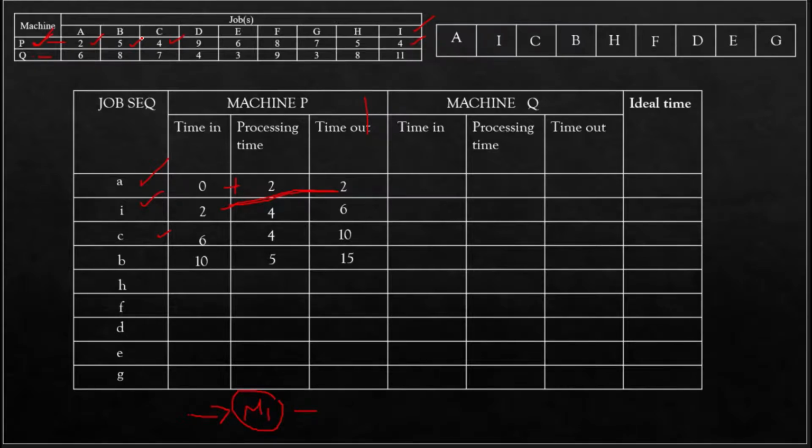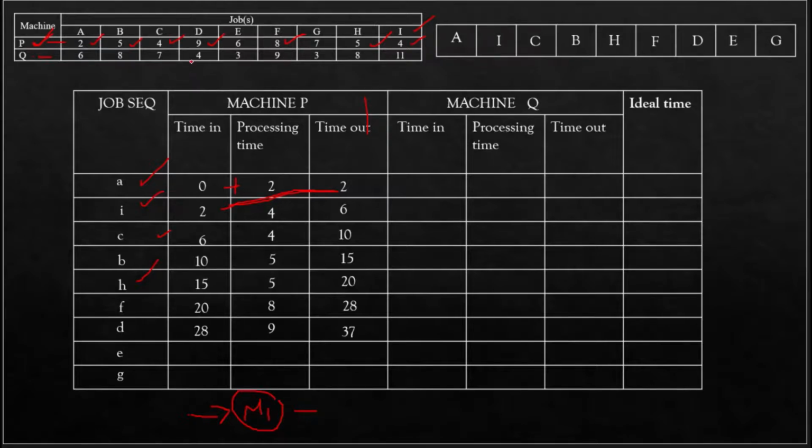Again the same: the out time will become the in time, and the job is the H job. The H job's processing time is 5 hours, so 15 plus 5 is 20. The same thing: the F job's processing time is 8 hours, so 20 plus 8 is 28. The out time becomes the in time, and the processing time for machine D is 9 hours. 28 plus 9 is 37.